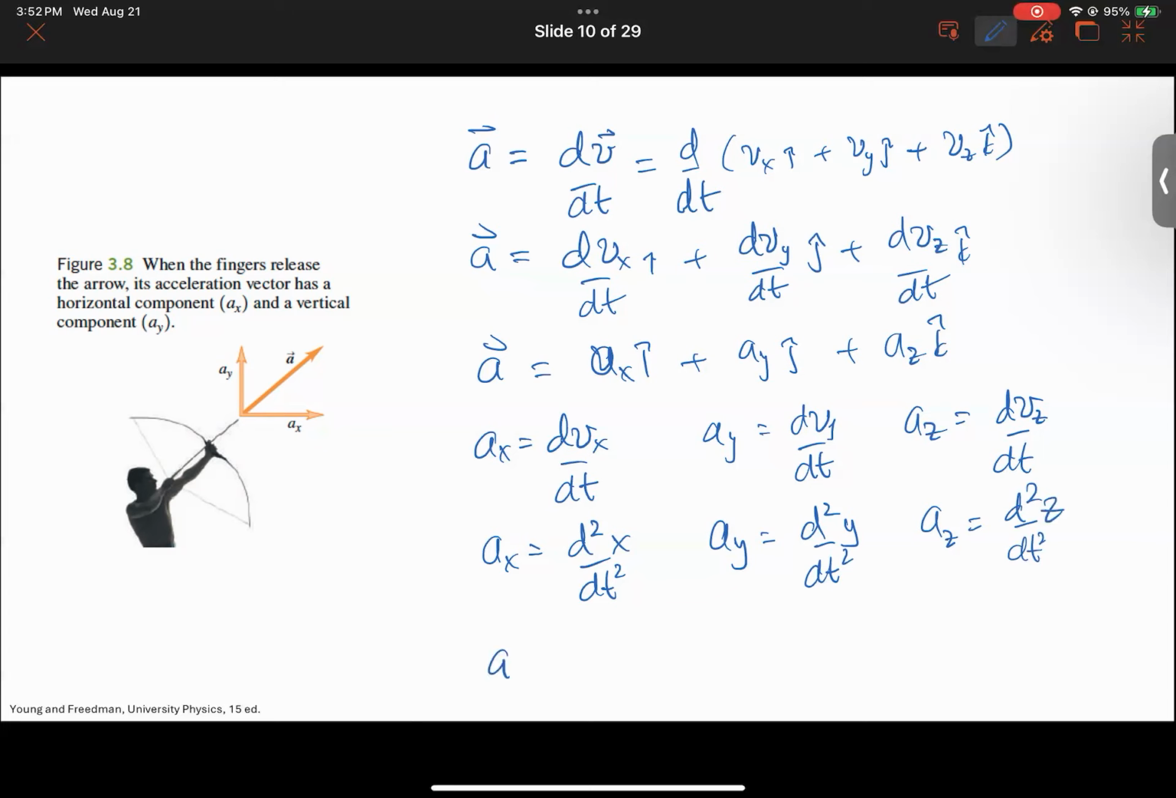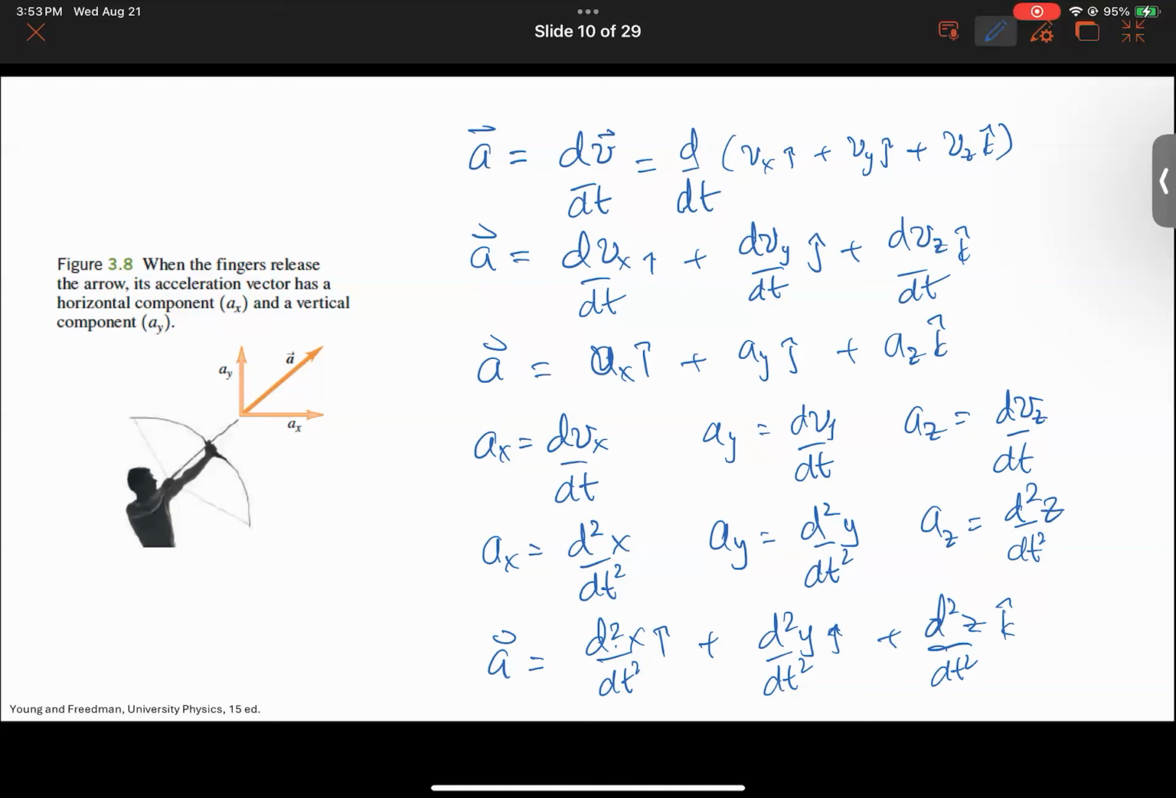Okay, so you can also write the acceleration vector in terms of the position vector as d squared/dt squared of x i hat plus d squared/dt squared of y j hat plus d squared/dt squared of z k hat. Okay, so yun yung para sa acceleration.